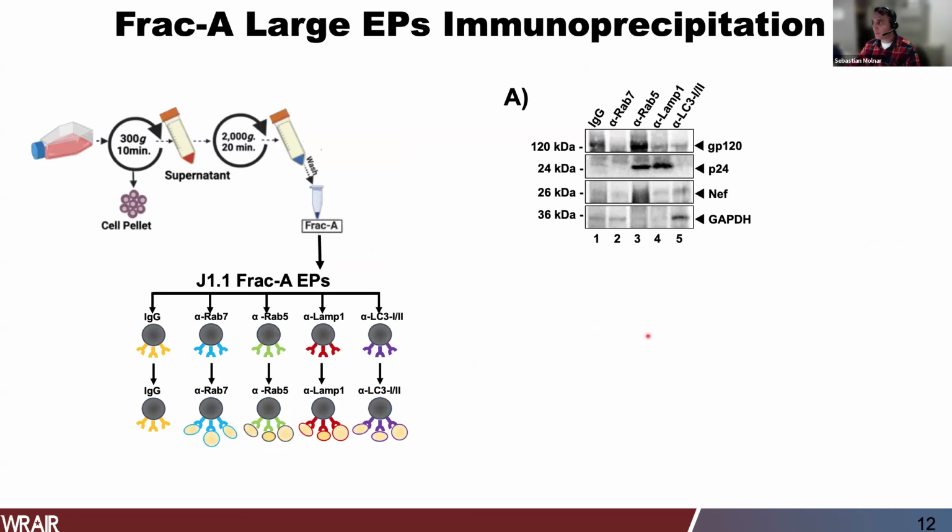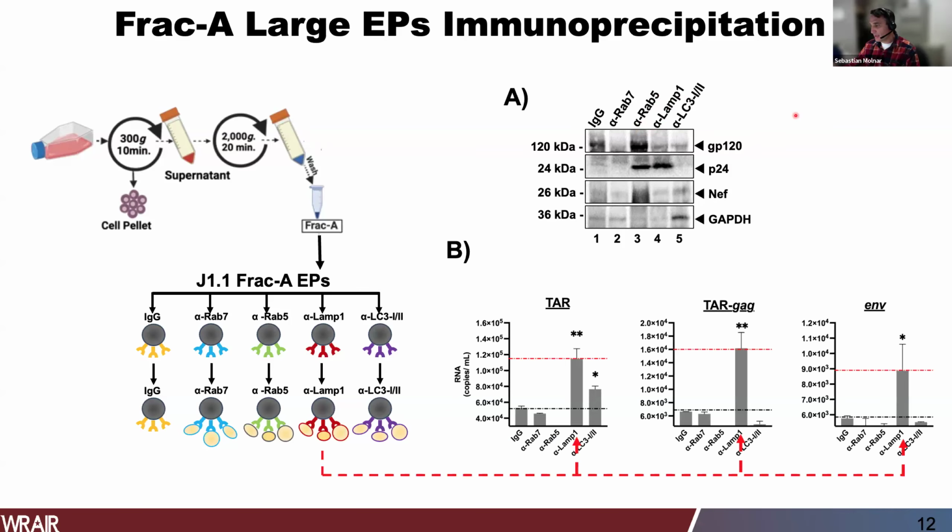Furthermore, this large fraction was immunoprecipitated with Rab7, Rab5, LAMP1, and LC3B amphisome markers. And in panel A, we observed that the majority of the GP120, P24, and NEF was in the Rab5 and LAMP1 positive vesicles. And then when we did qRT-PCR for TAR, TAR-GAG, and ENV, we observed that the LAMP1 positive vesicles contain the majority of the virus.